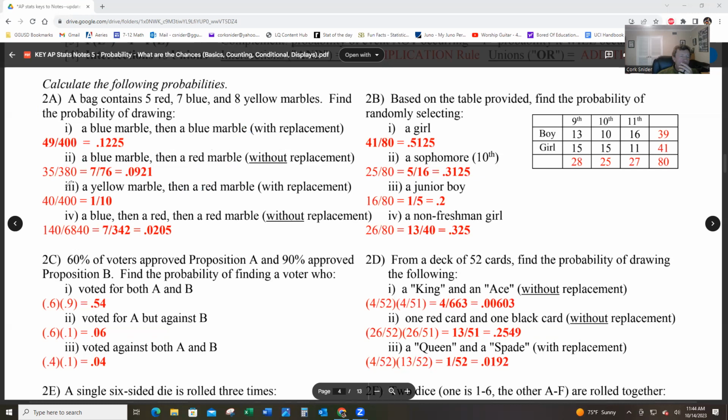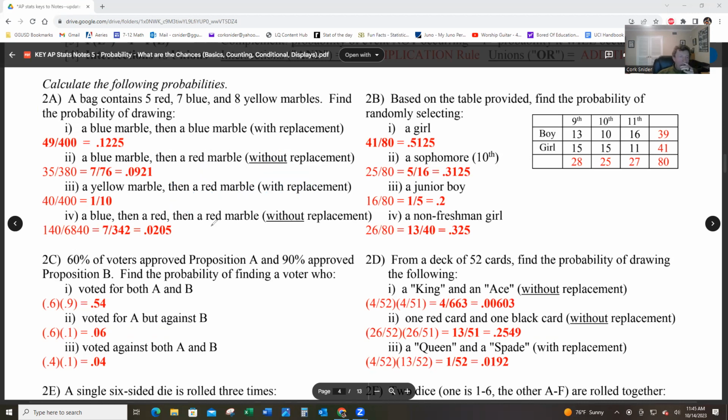Okay. The next one, a yellow marble, then a red with replacement. So a yellow marble is going to be 8 out of 20, times, and then a red marble. So if you put the yellow back, you still have 20 that you're choosing from. Then a red, it's going to be 5. So it ends up being 40 out of 400. No problem.